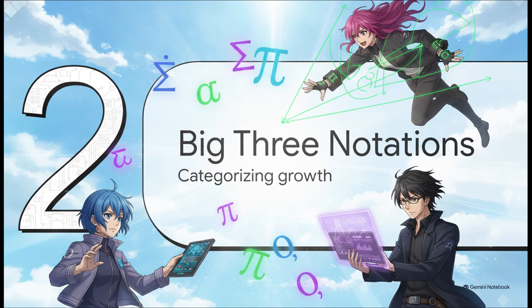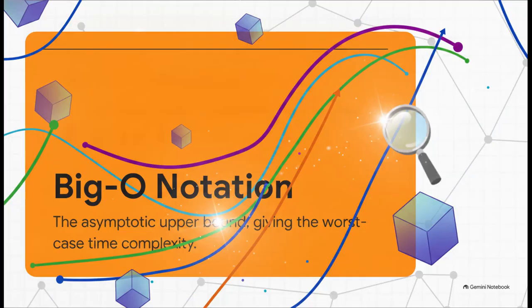Let's zoom in on the actual tools we use to categorize this growth. First up, the heavyweight champion, Big O notation. It's the most widely used tool in our kit. Big O essentially means our function is eventually always less than or equal to a bounding function. It provides the asymptotic upper bound. In plain English, it gives us a guaranteed ceiling for how long an algorithm will take. This is incredibly practical because it defines the absolute worst-case scenario. It tells us the maximum time required by the algorithm to finish the job.